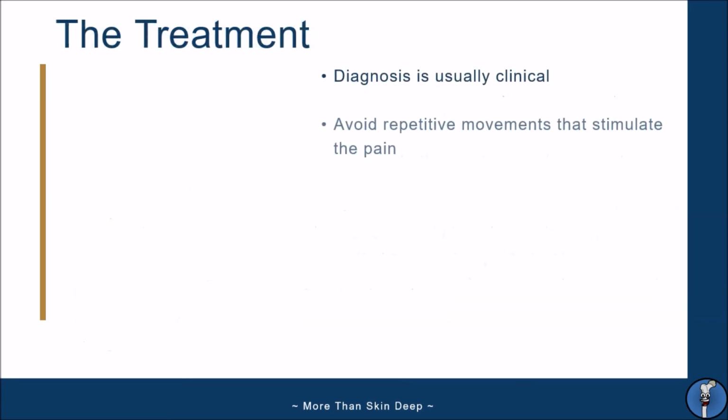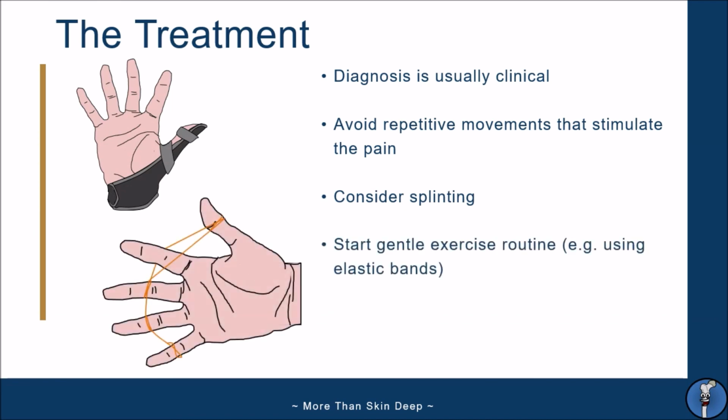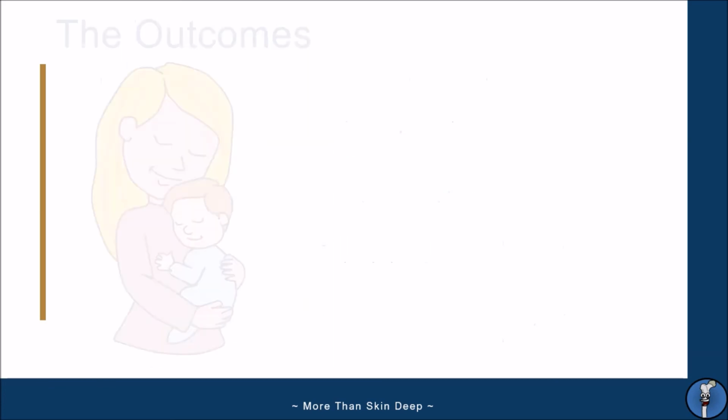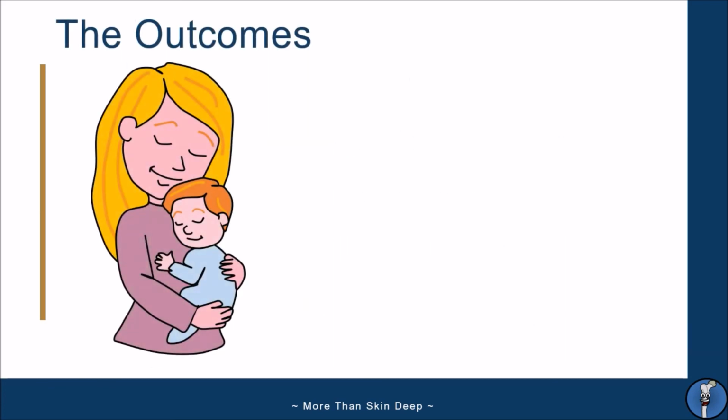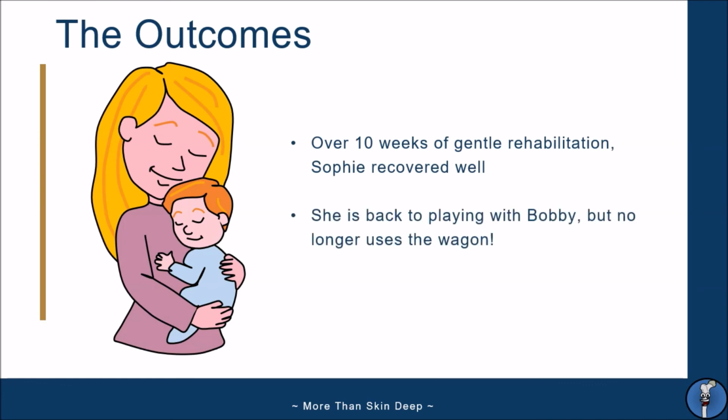The diagnosis is usually clinical, and the treatment involves avoidance of movements that stimulate the pain, may involve splinting, and might involve a gentle exercise regime, for example using elastic bands, as depicted here. In serious, intractable cases, they may require steroid injections or surgical decompression. Fortunately in our case, after 10 weeks of gentle rehabilitation, Sophie recovered well. She's now back to playing with her son, but no longer takes him out in the wagon.